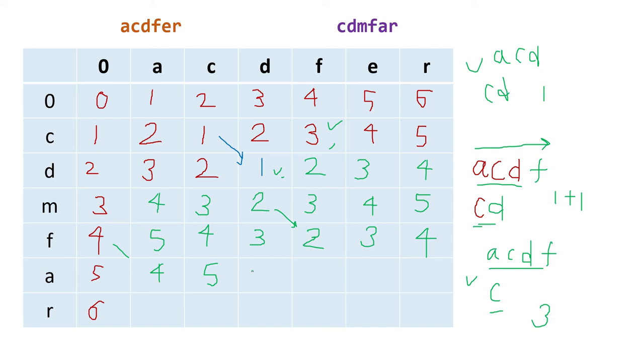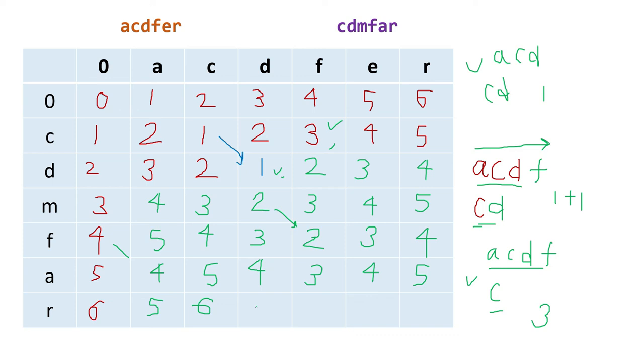D and A is not same, so we have to take 4. Then F and A is not same, 3. Here E and A is not same, 4. R and A is not same, so it will be 5. Here it is R and A is not same, so 5. Here C and R is not same, 6.